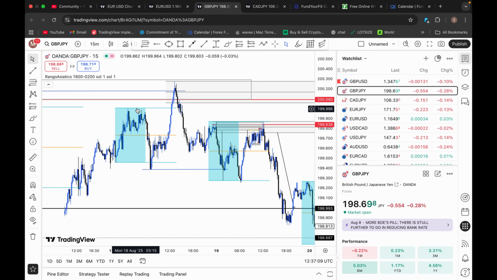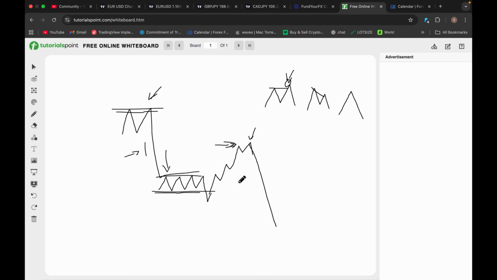we had the dealer trapping both sides. This will happen most of the times where the dealer gives us, let me just get another board if I can. Can I change this? Okay, I can't.